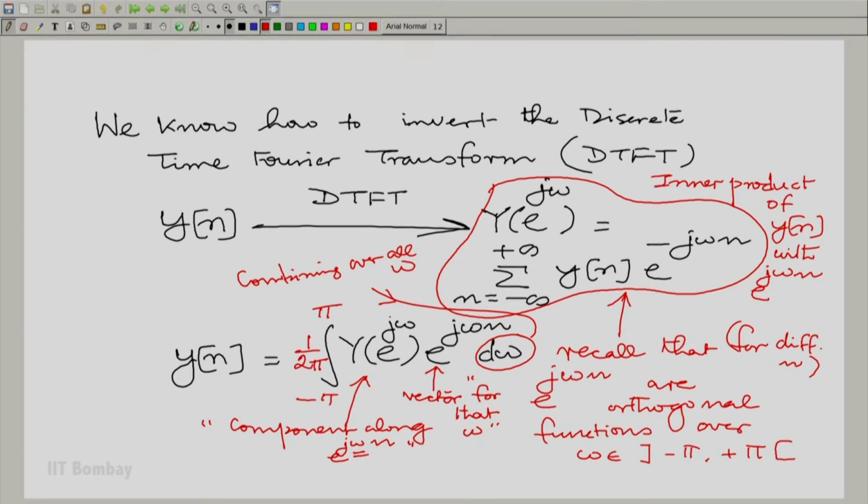Now, of course, you can also think of the same expression in a slightly different way. One interpretation is that for different omegas, omega going from minus pi to plus pi, I have different components. That is a continuum of components, and I multiply each component by a unit vector. To make it a unit vector, I need to divide by 2 pi and integrate over all omega. The other interpretation is that we can multiply by e raised to the power j omega m for a specific m, and because of the orthogonality, all the other terms drop out. So, I shall show you that argument too.